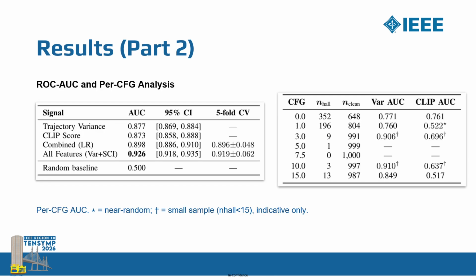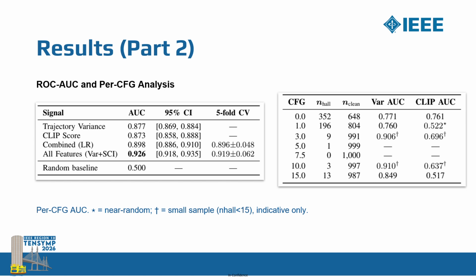This next part is where we make our strongest case against relying on CLIP alone. If you look only at the pooled AUC, which is across all CFG values, both trajectory variance and CLIP look similar, around 0.87 each. But that number is misleading because 95% of all hallucinations in our dataset happen specifically at CFG 0 or CFG 1. So what actually matters is performance exactly where hallucinations occur, and that's the per-CFG breakdown.